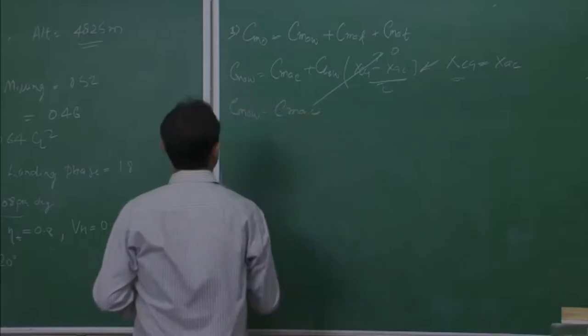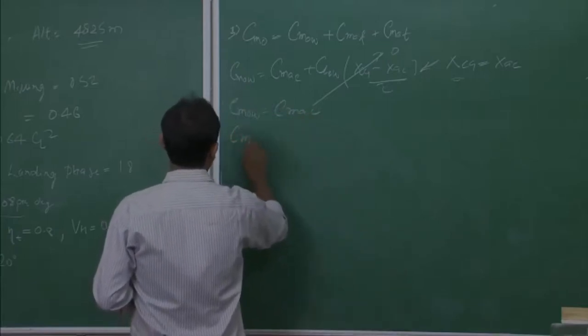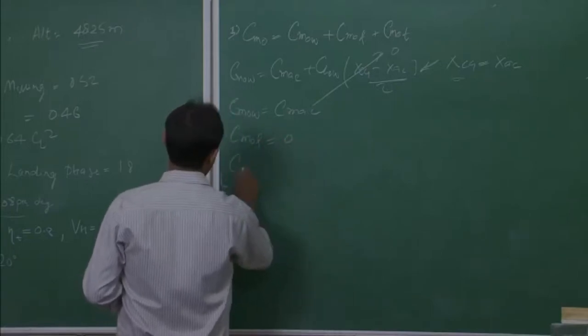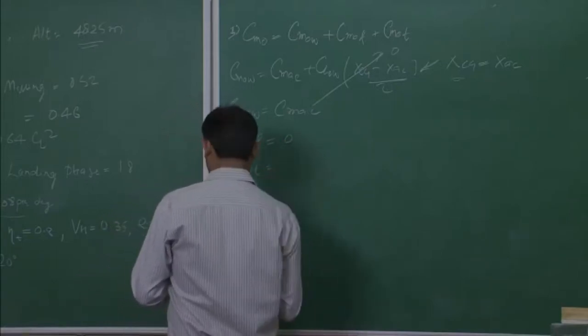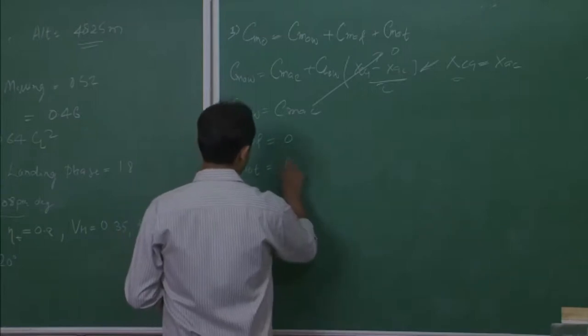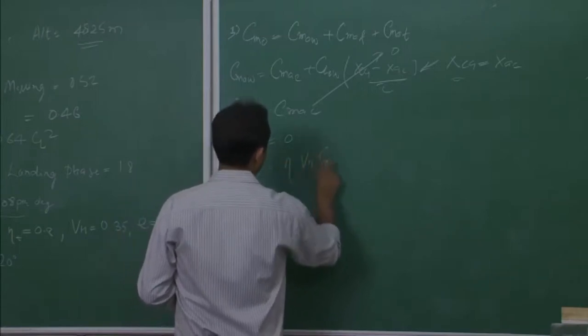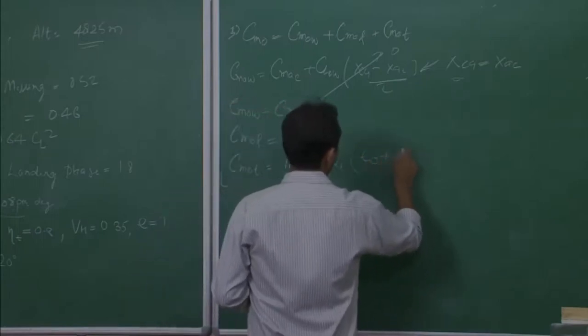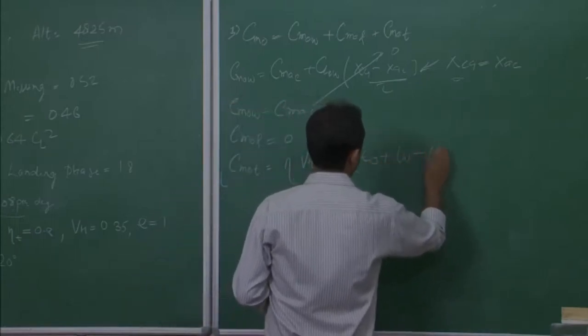We will assume that CM naught of fuselage is 0. CM naught of tail, we have seen, is given by eta VH CL alpha tail into epsilon naught plus incidence angle of wing minus incidence angle of tail.